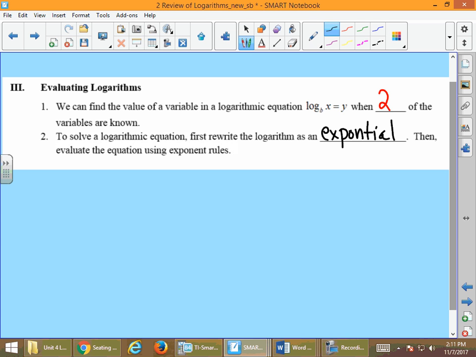I lost the letter there. Sorry, I know that's spelled wrong. I'll get this right. Exponent. Exponential. Better.